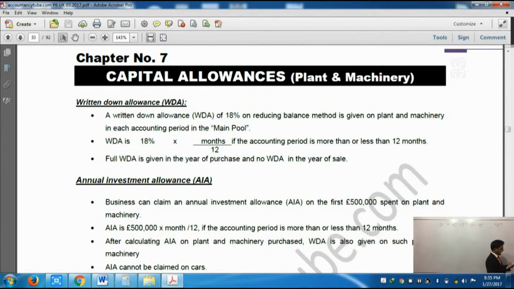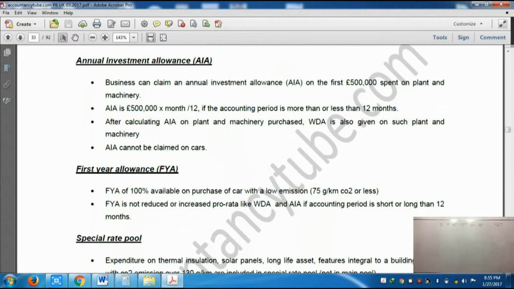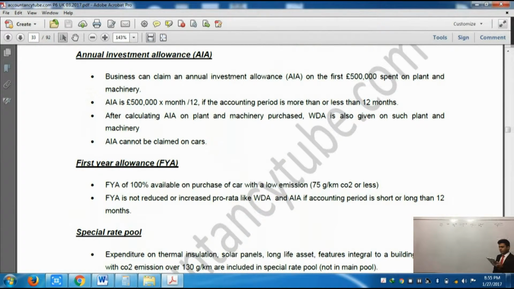The next one in the list is annual investment allowance. Annual investment allowance is also one sort of depreciation calculated in the capital allowances. What is that? Like the name says, it will be given annually. Businesses can claim an annual investment allowance on the first £500,000 spent on plant and machinery. The annual investment allowance is £500,000 multiplied by months over 12 if the accounting period is more or less than 12 months.